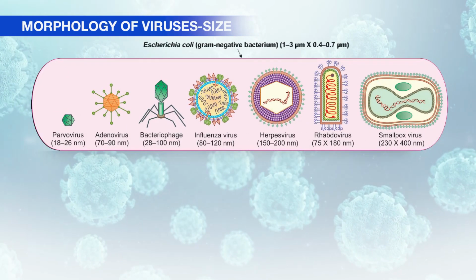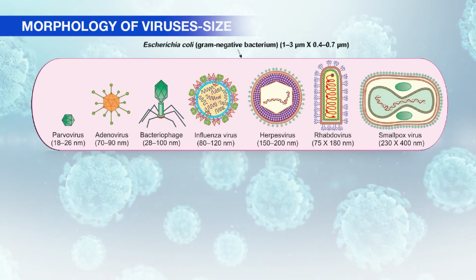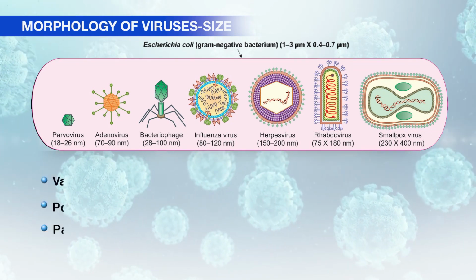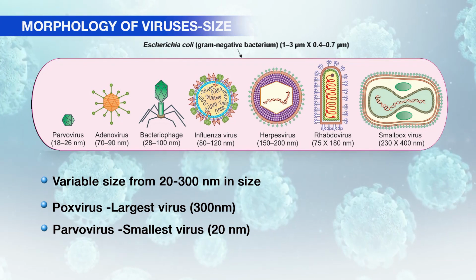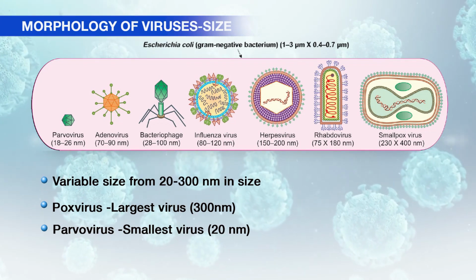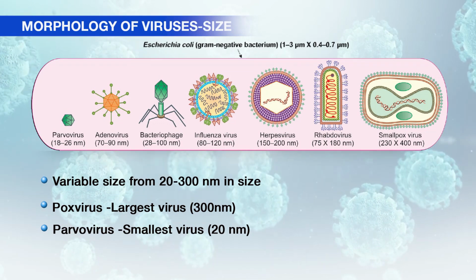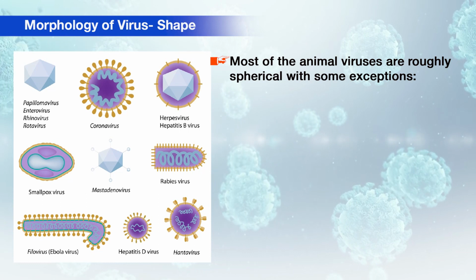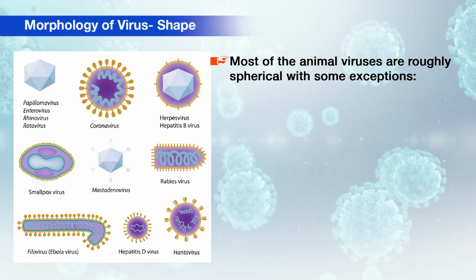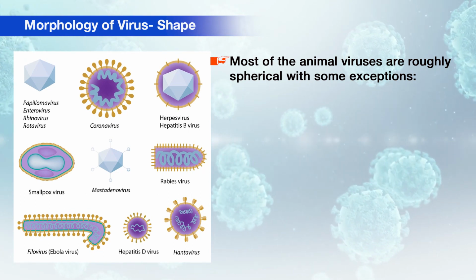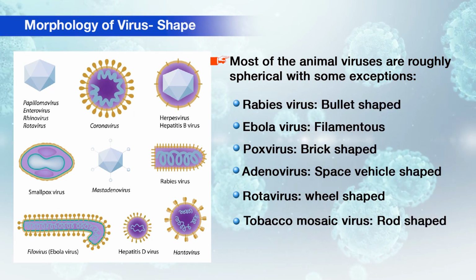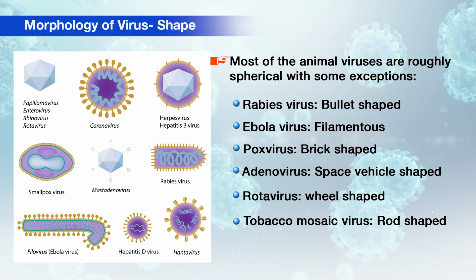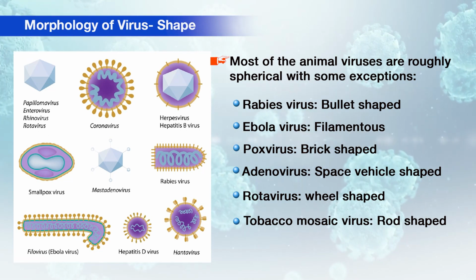This diagram shows the differential size between an Escherichia coli gram-negative bacterium and the variable sizes of viruses, from the largest being the pox virus at 300 nanometers in size to parvovirus at 20 nanometers. The shape we usually see is spherical, but to name a few exceptions, we have rabies virus, which is bullet shaped, and Ebola virus, which is filamentous in shape, along with the rest of the shapes that can be visualized.